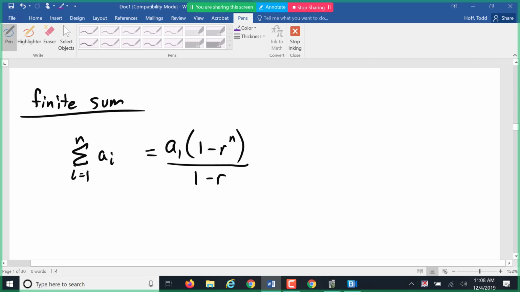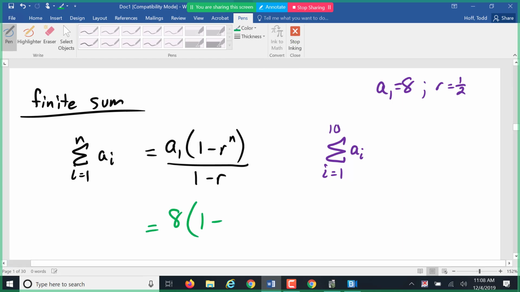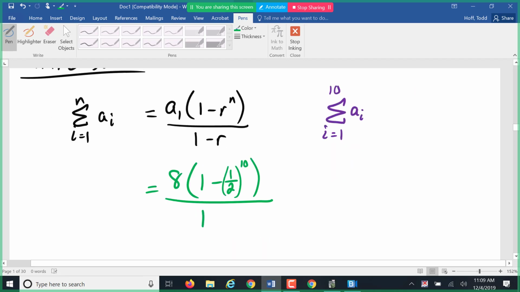So let's say we want to do a finite sum from i equals 1, let's go to 10, for a series where a1 equals 8 and r equals 1/2. So it's the same series we had up above, but instead of doing 1 to infinity, we're only doing 1 to 10. So a1 is 8. This is going to be 1 minus 1/2 to the power of 10 over 1 minus 1/2.